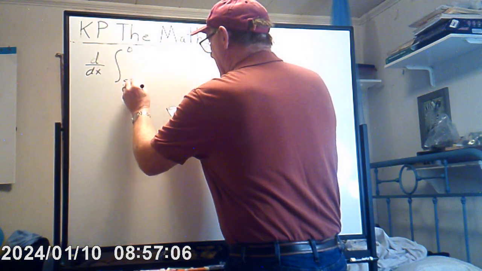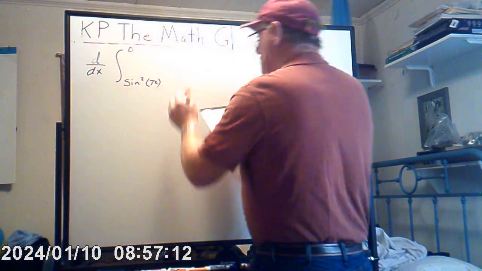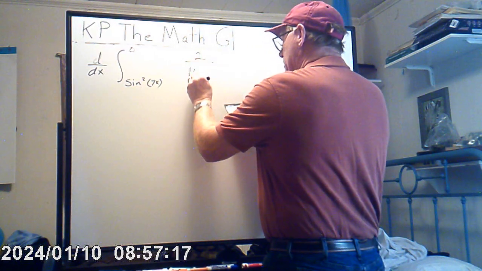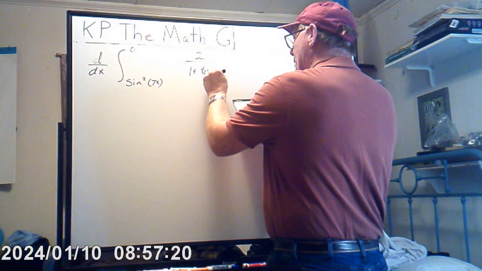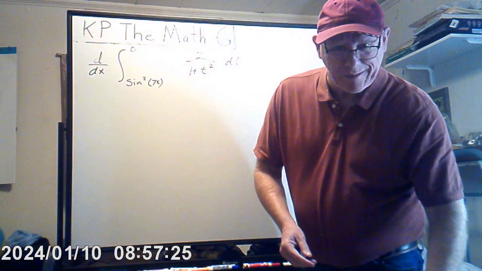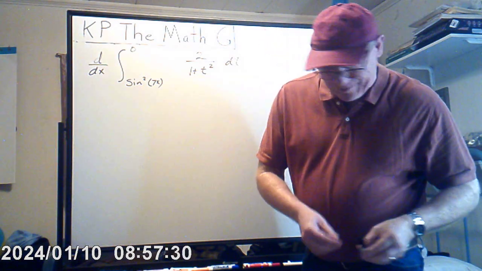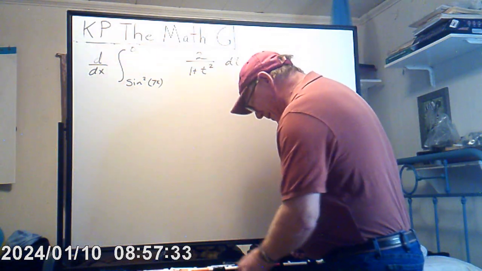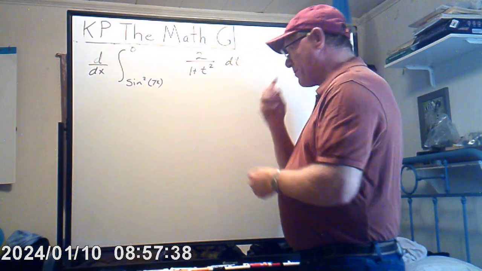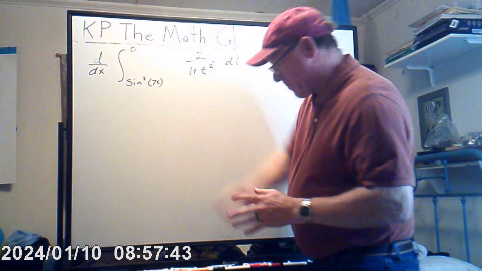Okay, here we go. Sine squared of 7x, 2 over 1 plus t squared. You're already looking at this thing. KP the map G, what are you doing to us? Well, I'm helping you see that sometimes you're going to have a challenging problem like this. And you already know that you've got to flip it because there's an x. The x is on the bottom. We want that on top.